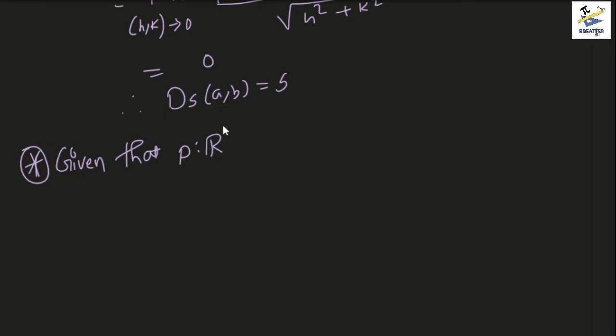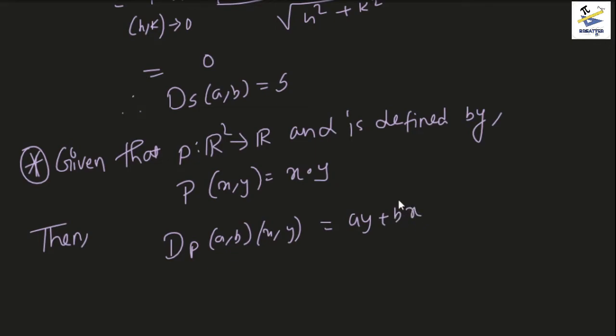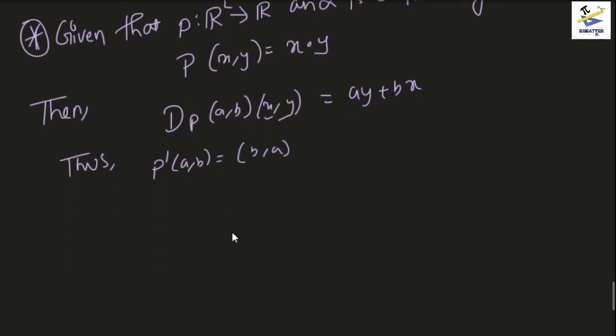Given that p goes from R squared to R and is defined by p of x comma y equals x times y, then dp of a comma b, the derivative of p at x comma y, is basically equal to ay plus bx. So this is what we want to understand here. Thus p prime of a comma b is basically the reverse, which is b comma a, where x and y are basically the coordinates, right? That's what we want to prove.